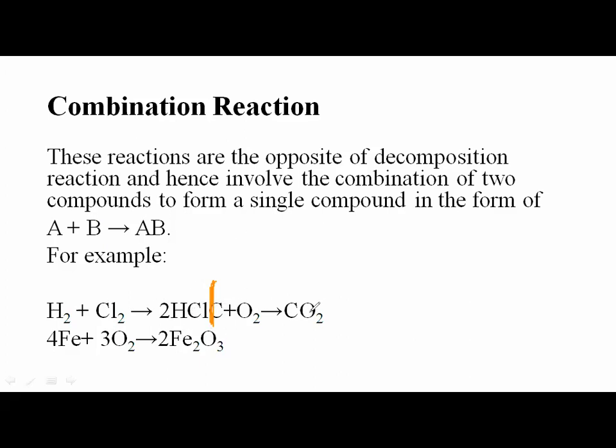C plus O2 gives CO2. Fe plus O2 gives Fe2O3, it gives Fe3O4. Yes. So these are what? Combination reactions. H2 is becoming HCl, so hydrogen is removed, oxidation. Cl2 is becoming HCl, hydrogen is added, reduction. Understanding? So these are all combination reactions, which involve redox reactions.